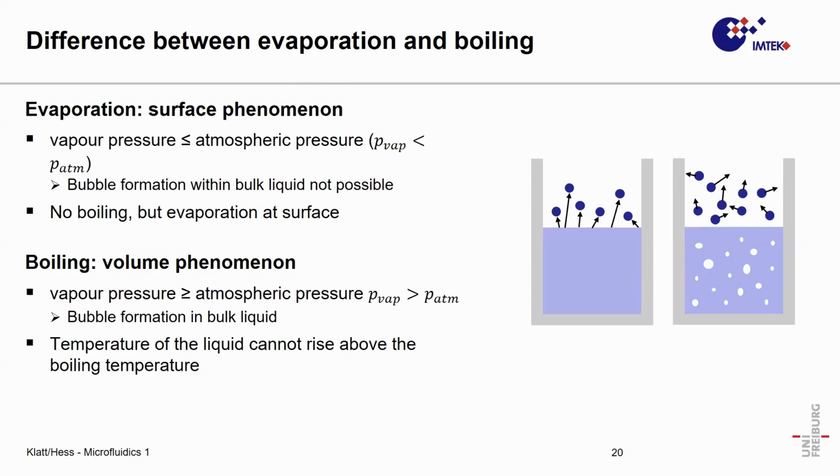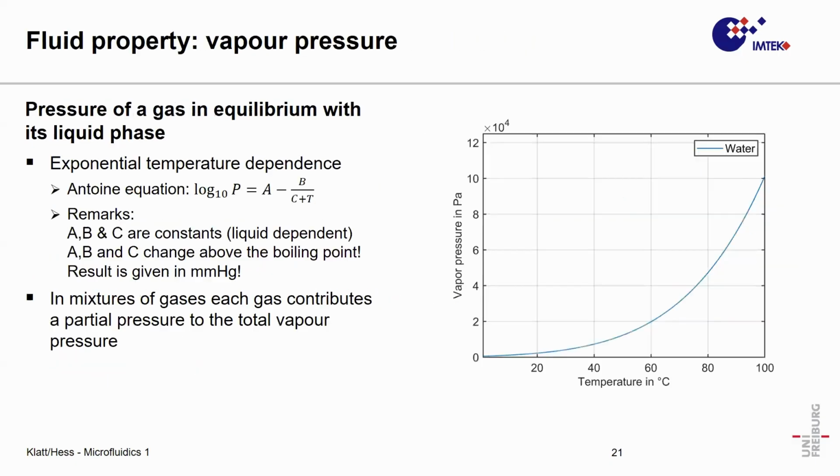Now that we have understood the basic concepts of evaporation, vapor pressure, and boiling, we can discuss how we can model the fluid property vapor pressure. As you can see on the right-hand side, the vapor pressure, in this case for water, has an exponential dependence on the temperature. And if you have a gas in equilibrium with its liquid phase, you can use the Antoine equation to model this. The Antoine equation is given here.